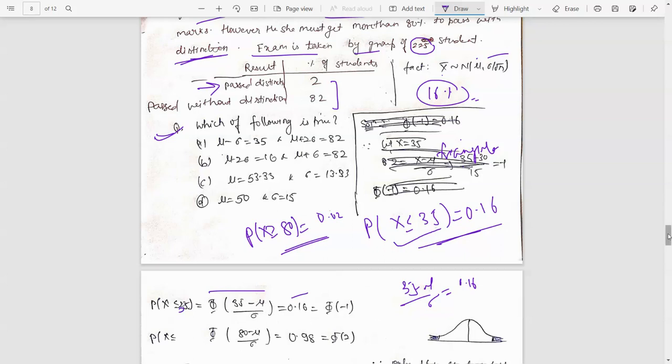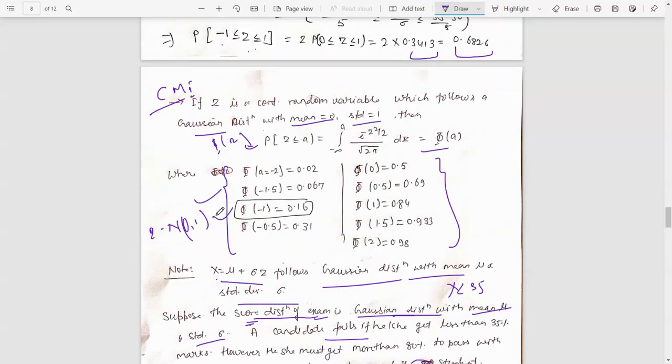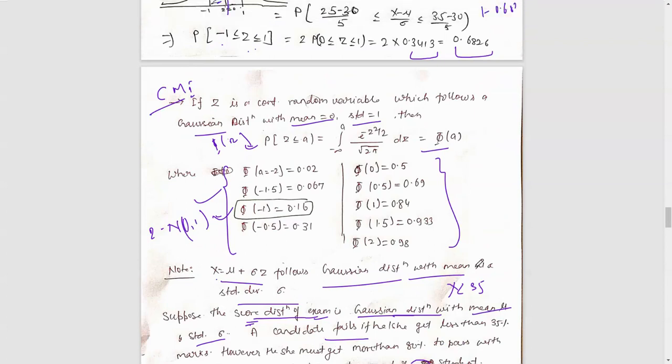This 0.16 is because 16% of students actually failed the exam, and this 0.16 is the value of phi of minus 1. How do you know that? We have been given this here. I told you that in the question itself we have been given a lot of information, and you have to utilize it to solve your particular question.